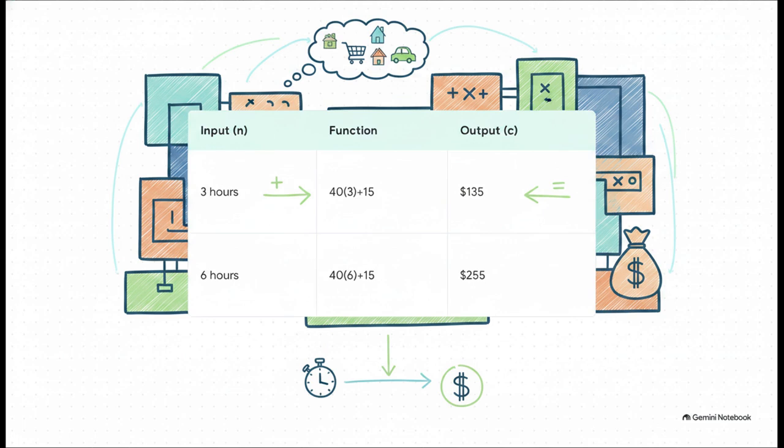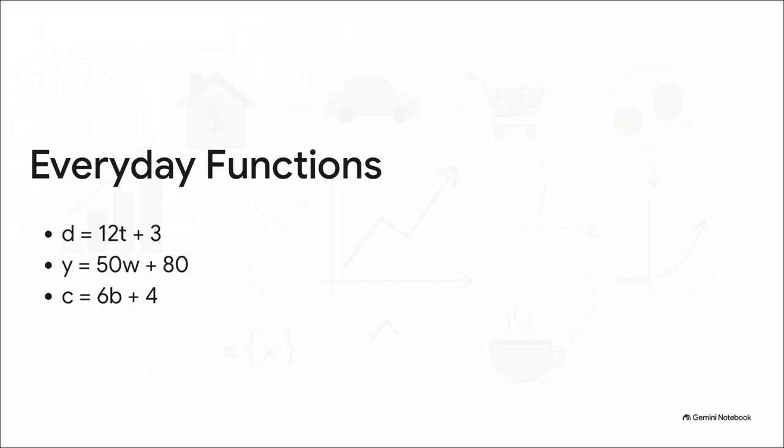It systematically maps inputs to outputs in a perfectly reliable, unbreakable pattern. Honestly, once you see this pattern, you start seeing it everywhere. Translating the world into functions just becomes second nature. Buying theater tickets for $12 each with a $3 service fee, that's D equals 12T plus 3.